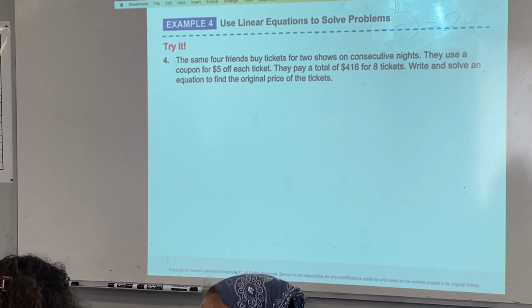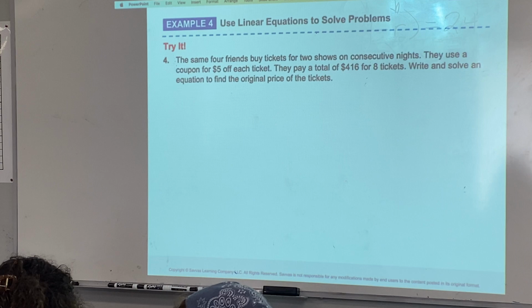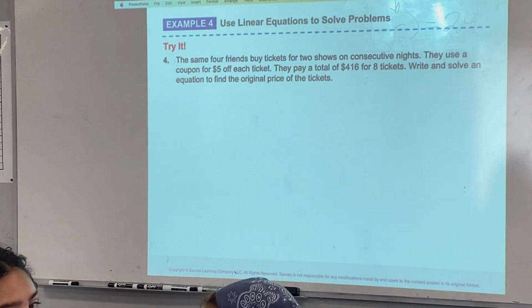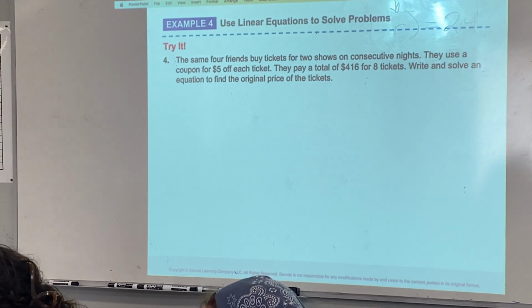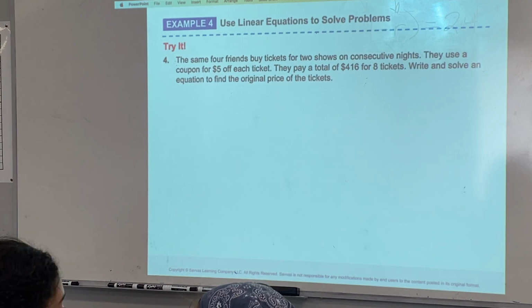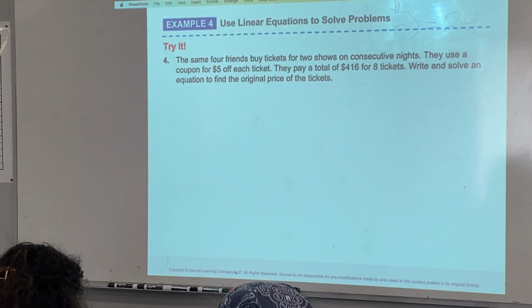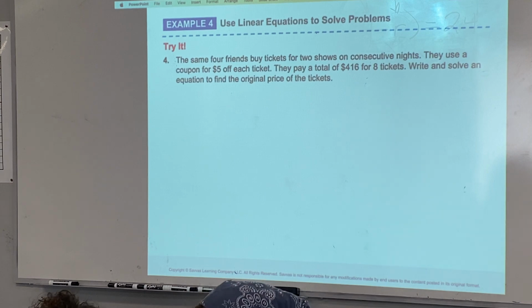Oh, I don't know what happened here. How do you set up? Wait, why did we do minus 47 here? The discount's $5. That's the price for one ticket, right? And then subtract the $5. The price, you used X and that's fine. The original price minus the $5 represents your discounted price, and then you multiply that times 8.